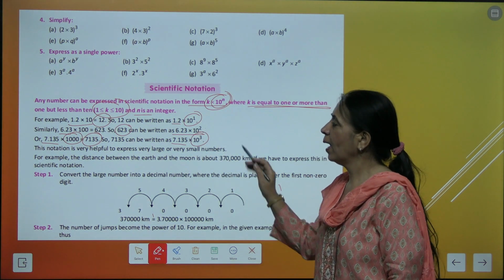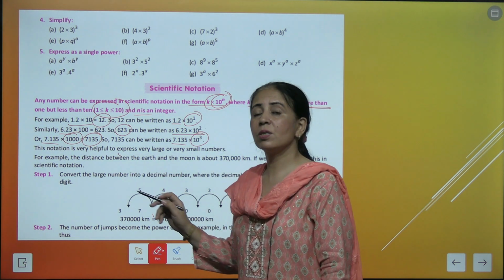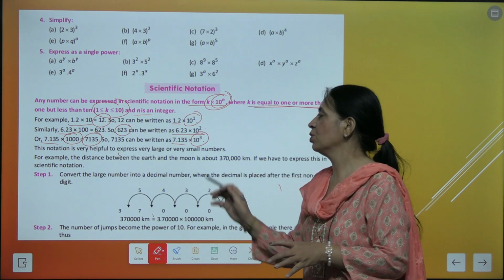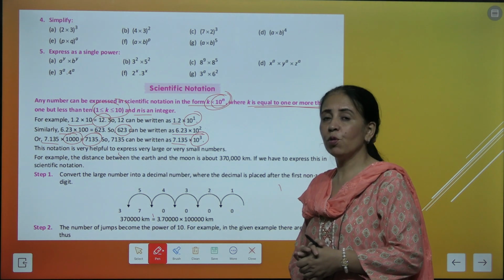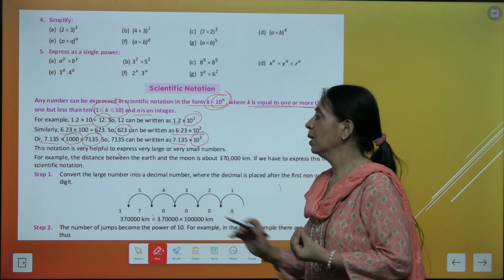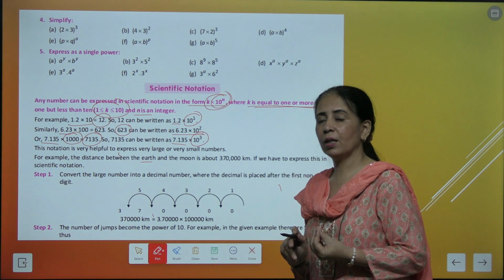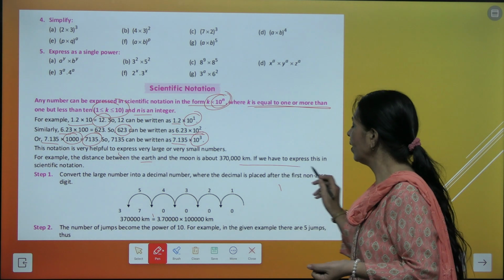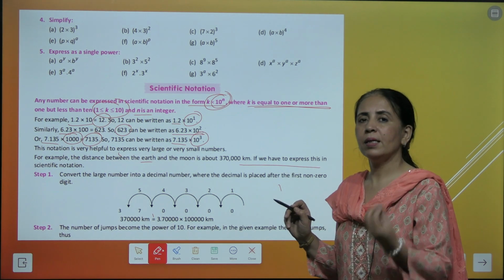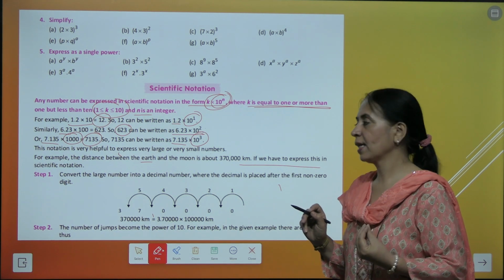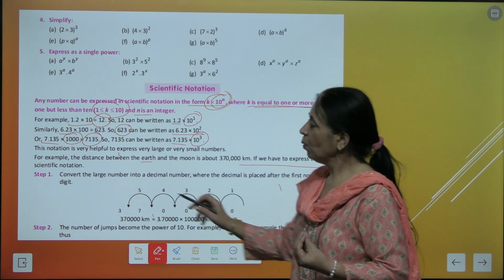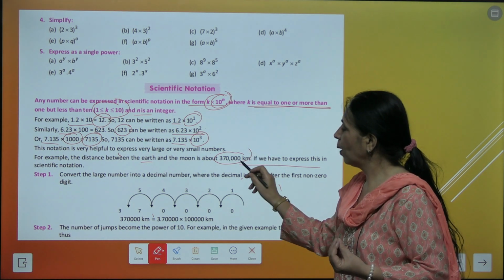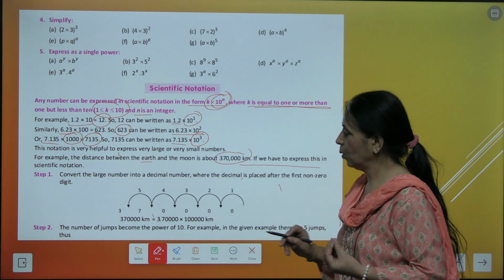the power 3. And this way, this notation is really very helpful when you have very big or very, very small numbers. You come across these numbers when it could be the distance of the earth and the moon, the distance of sun and the earth, and when you want to express them, it is expressed in the form of scientific notation. Now, we'll take the example. We have this number and you have to convert it into scientific notation.